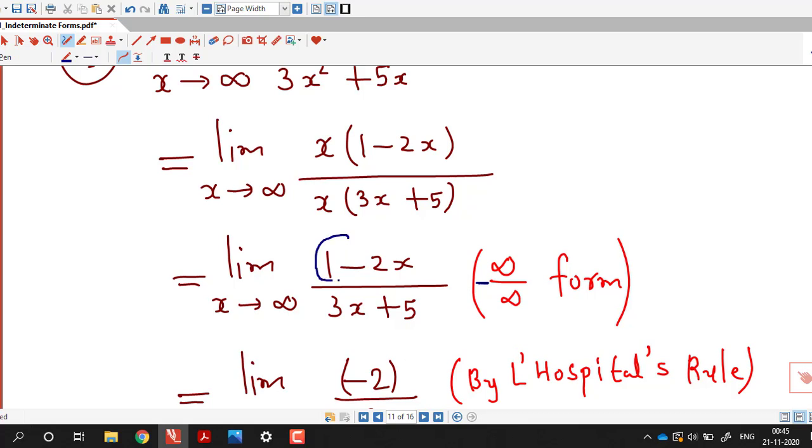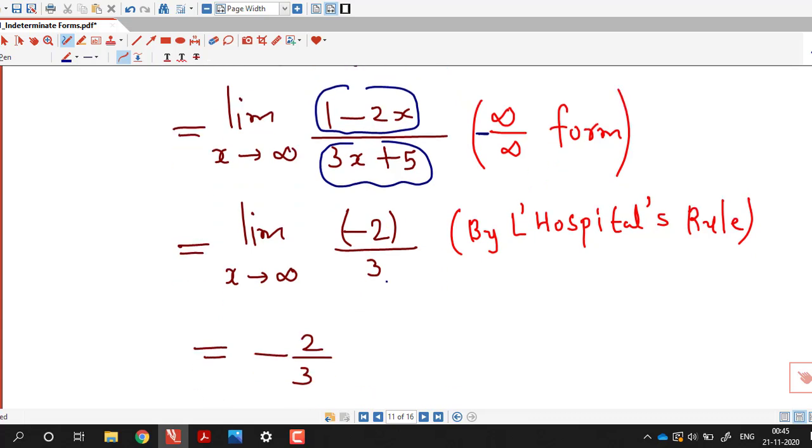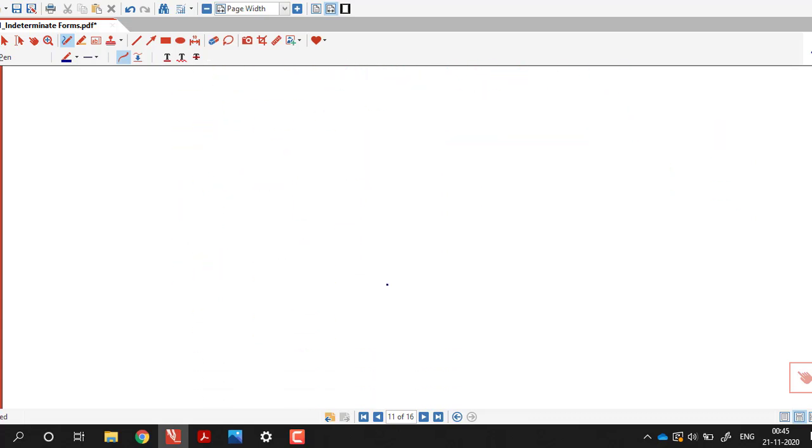So now we differentiate this with respect to x. So derivative is 0 minus 2, which is minus 2. Similarly, derivative of 3x plus 5 with respect to x is 3. So the answer is minus 2 by 3. So in this lecture we have discussed how to apply L'Hospital rule if we have indeterminate forms of the type 0 by 0 and infinity by infinity. In the next lecture we will discuss some other types of indeterminate forms, and we will see how we can apply L'Hospital rule in those types of indeterminate forms.